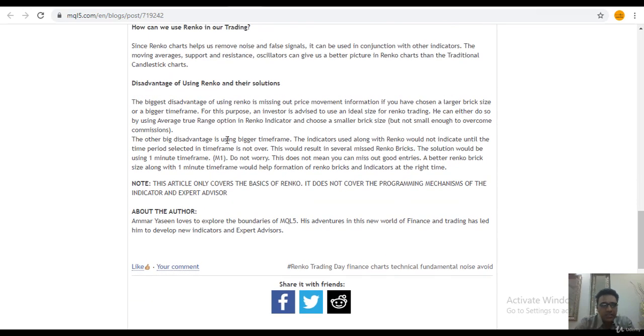The other big disadvantage is using a bigger time frame. The indicators used along with Renko would not indicate until the time period selected in the time frame is over. This would result in several missed Renko bricks. The solution would be using the 1 minute time frame. Do not worry, this does not mean you will miss out on good entries. A better Renko brick size along with the 1 minute time frame would help in the formation of Renko bricks and indicators at the right time. So what does this mean?